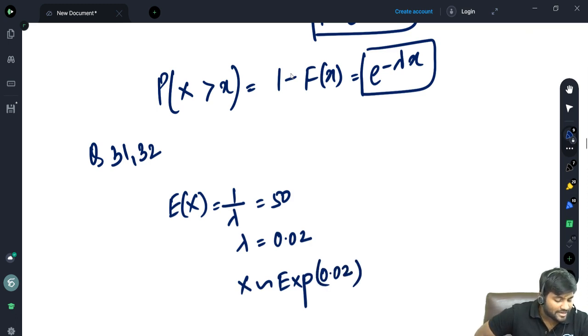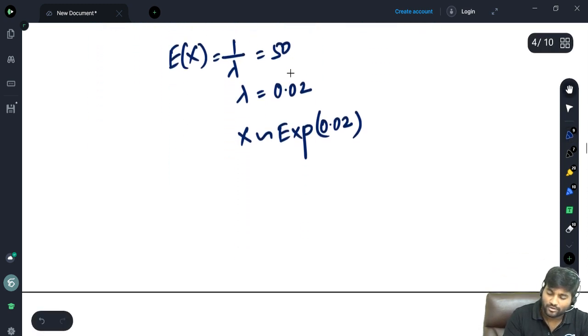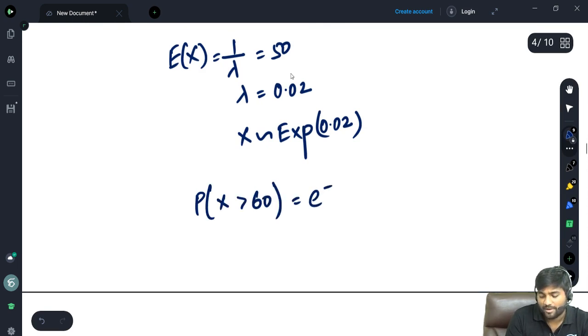What is the probability that the time until the machine again requires service exceeds 60 days? So we need to calculate probability x is greater than 60, which is e to the power minus 0.02 into 60. Just now we calculated.